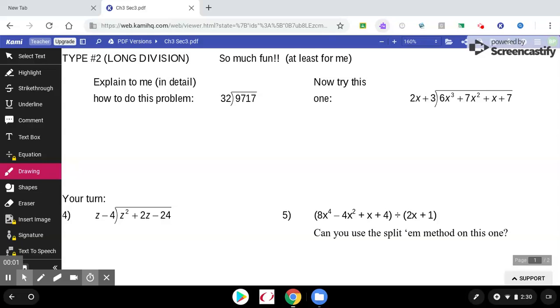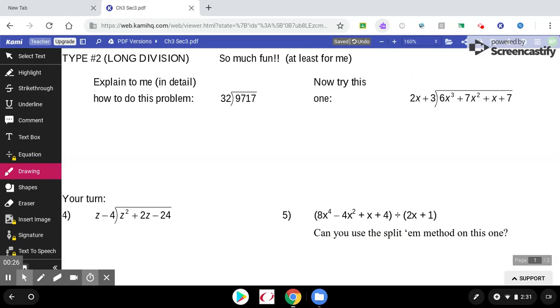Okay, this is part 2 notes for section 3.3, division of polynomials. If you want to see how to divide by a monomial, check out video number 1. If you look at the example here at the top, 2x plus 3 is a binomial, so we can't do the same method we did in the part 1 video. We can't just split them up. It's a little bit tougher.